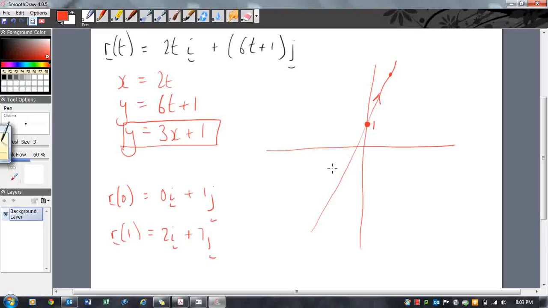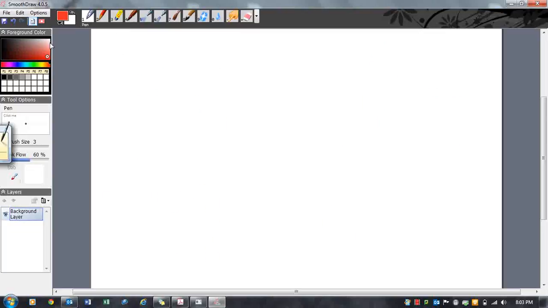Where would it end up down here? That would be if time was negative, so negative time down here. In this question, we weren't told that time's greater than 0 or anything like that, so that's fine, that's the entire line. If we did see that time was greater than or equal to 0, it would start here and move forward, so it would look like that. Okay, so there's our first example. Hope that makes sense. Let's get on to something a little bit more complicated.